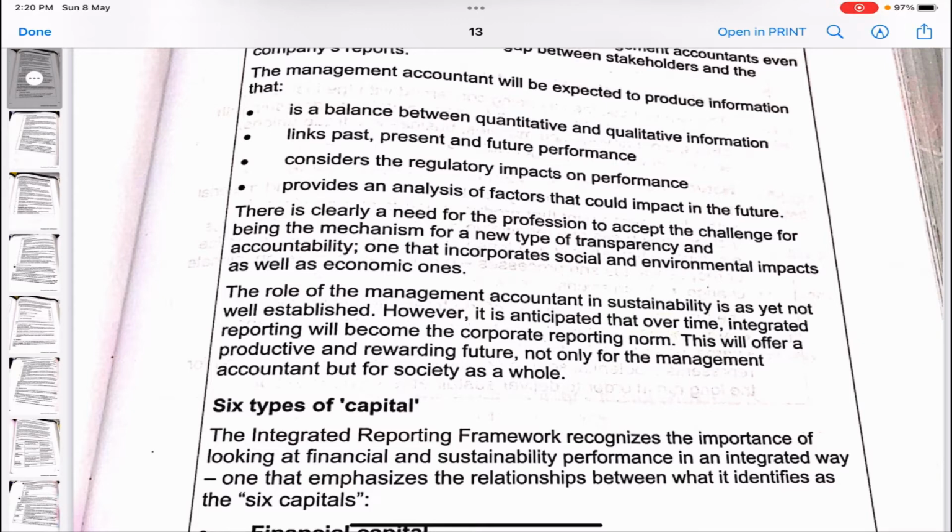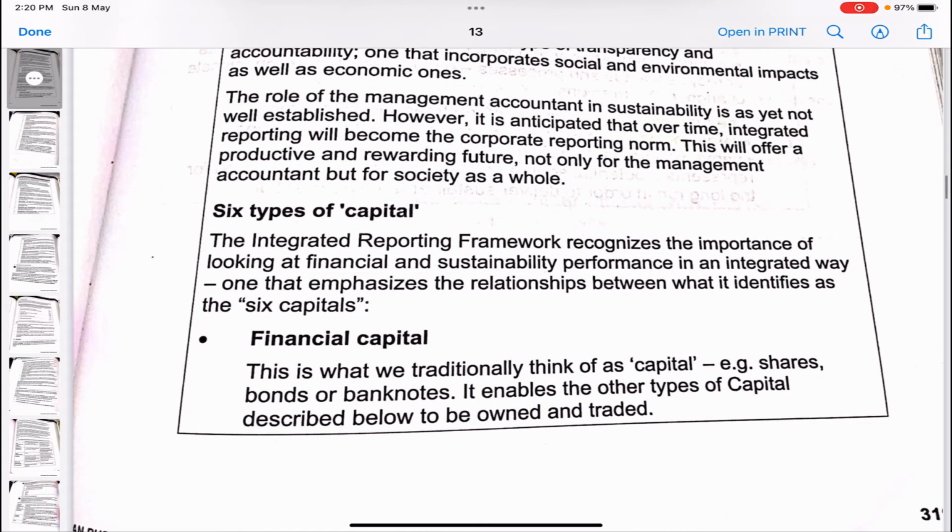There is clearly a need for the profession to accept the challenge of being the mechanism for a new type of transparency and accountability, one that incorporates social and environmental impacts as well as economic ones. So the role of management accounting in sustainability is not that well established as of now, but it is anticipated that over time, integrated reporting will become the corporate reporting norm. This will offer a productive and rewarding future, not only for the management accountant but for society as a whole.